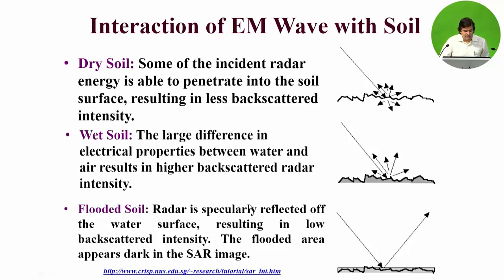Now when we are talking about flooded soil, specular reflection will take place, because the water surface will behave like a completely smooth surface, and a very small amount of backscattered energy will return to our sensor, and finally the flooded soil will appear as a very dark object.